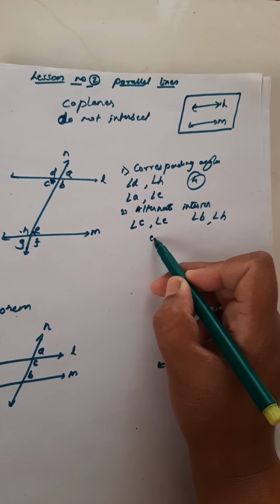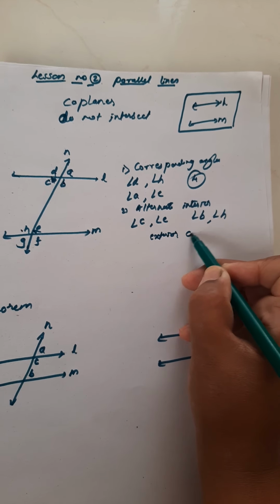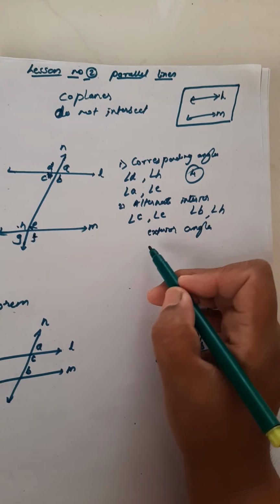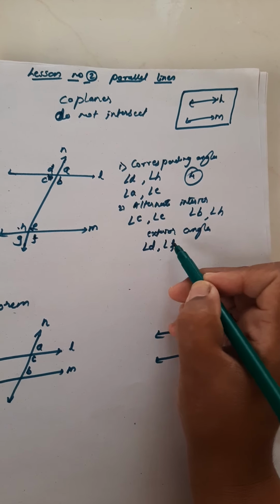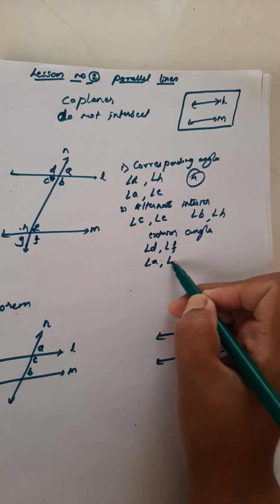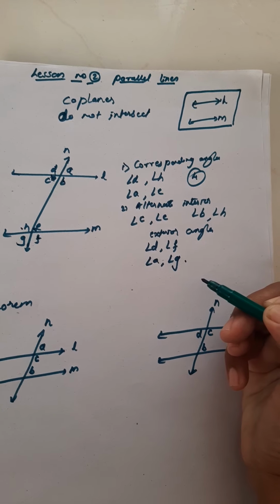And we can write alternate exterior angles like that too. Angle D and angle F are exterior. Angle A and angle G are exterior.